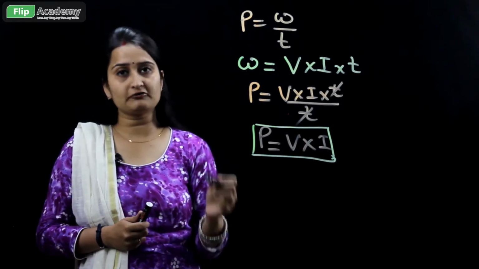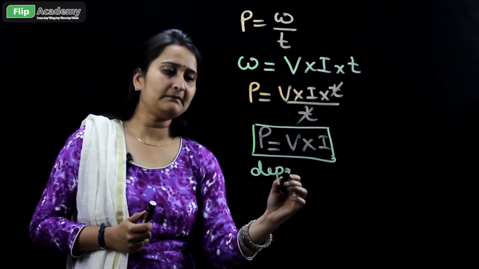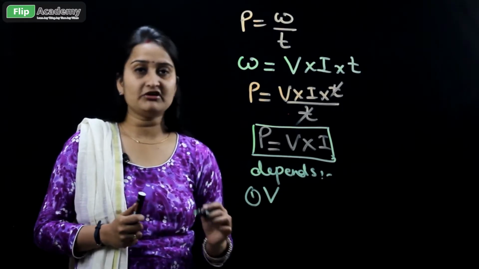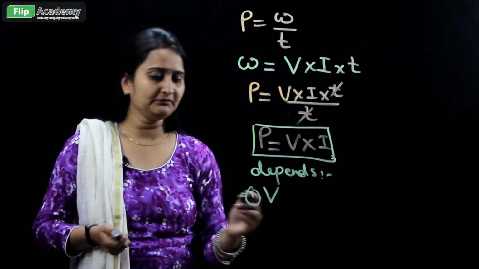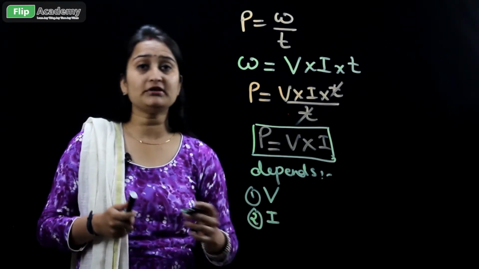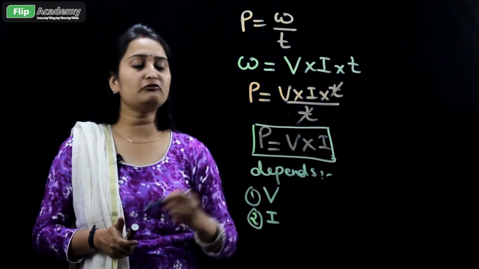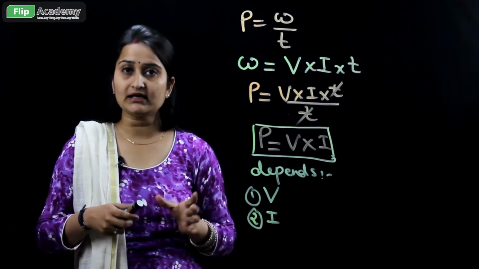What you will conclude from this formula is that power is directly proportional, or we can say it depends upon V, which is the potential difference applied across the appliance. Second, it also depends upon the current which is flowing in the appliance. So the new formula for power is potential difference multiplied by the current.